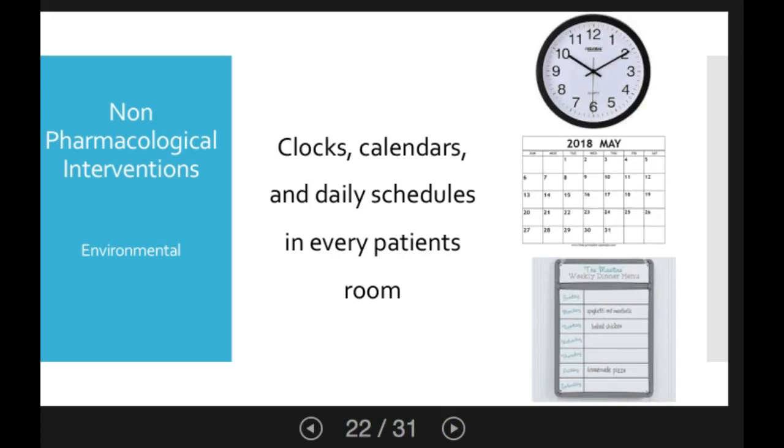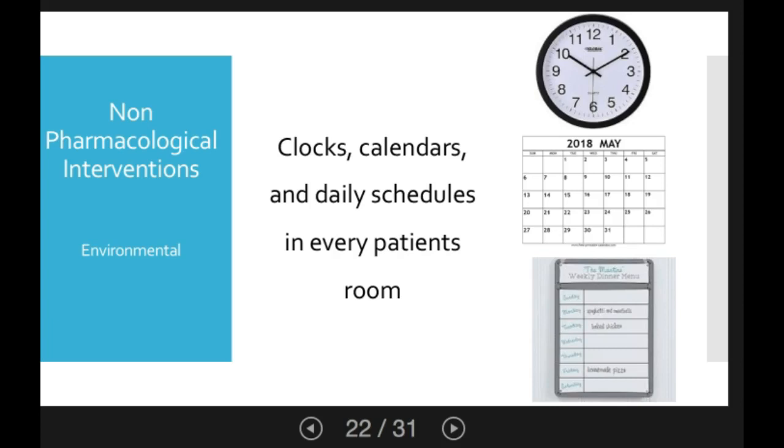So now we're going to go over some of the interventions we can use to treat delirium. First, we'll be going over some of the non-pharmacological interventions. The first one is environmental.